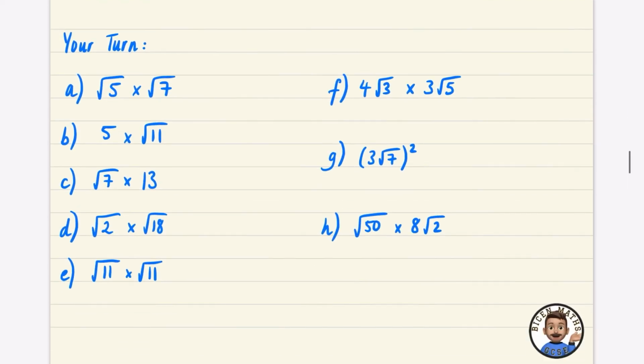You should now have a go at doing these questions. So pause the video here and have a go and see if you can simplify and calculate these.